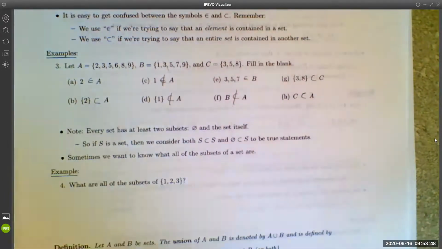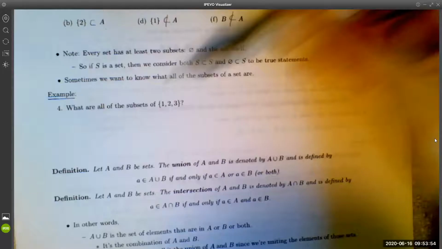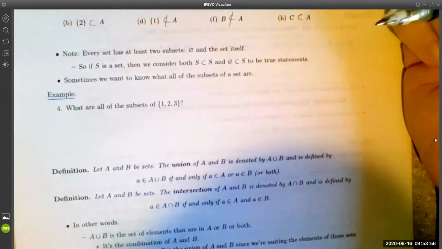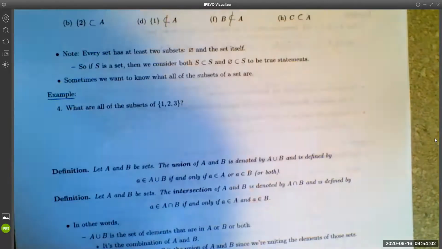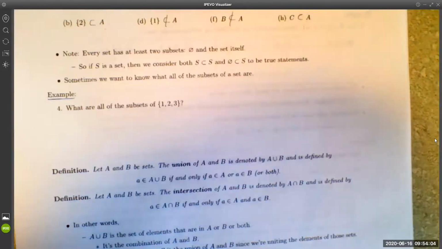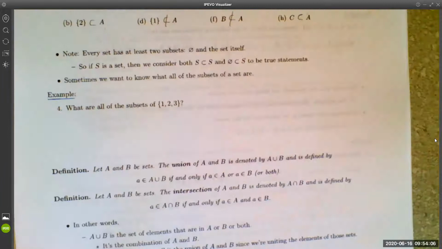Sometimes we're interested in knowing what all the subsets of a set are. So, for example, what are all the subsets of the set 1, 2, and 3? I'll let you pause the video and think about that for a second. See if you can write out all the subsets of the set 1, 2, 3.